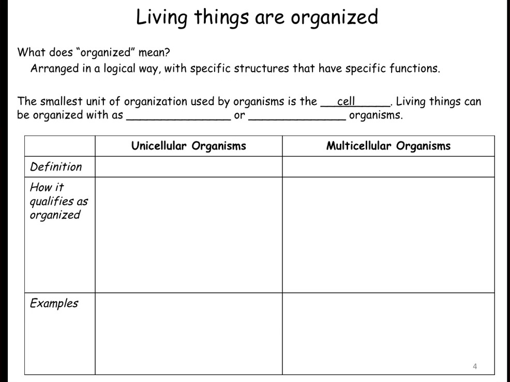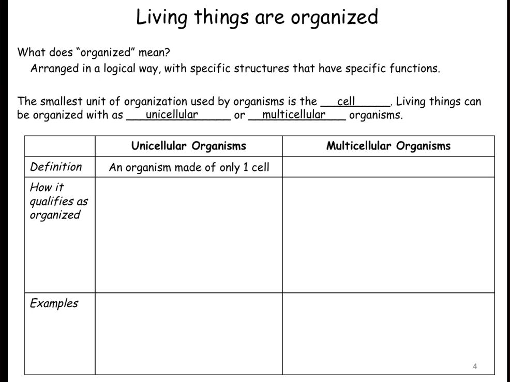Now, some organisms have what we call a unicellular organization, and some have a multicellular organization. And we are going to compare these two types of organizations in the chart below. To be unicellular means to be an organism that is made of only one cell. So, if you have just one cell, how can you qualify as organized?